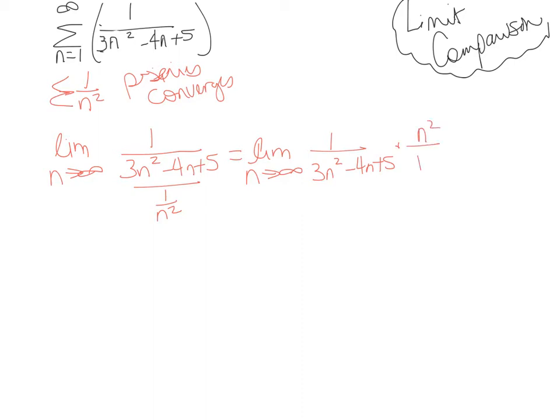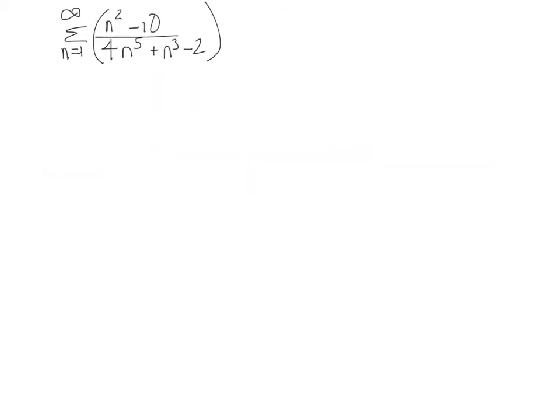When you take the limit to infinity, this would be your leading coefficient over leading coefficient, which is 1/3. Because you get a number, that is your L. That means whatever the p-series does, which is converge, the series you compared it to does the same thing. So this series converges.